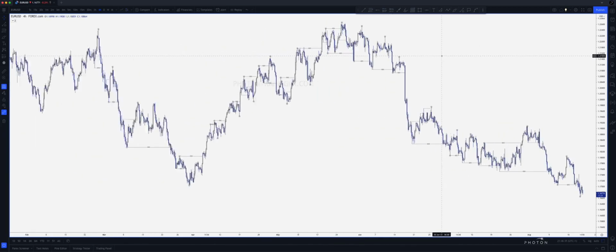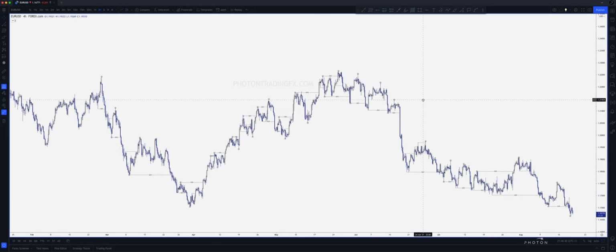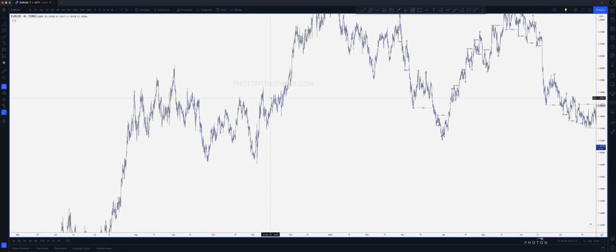Okay, rant over. Have a go at this. Go back over what I've done, or at least have a go at this if you haven't done it already. And then what I would do is go back even further, right? Go and look at old price action.